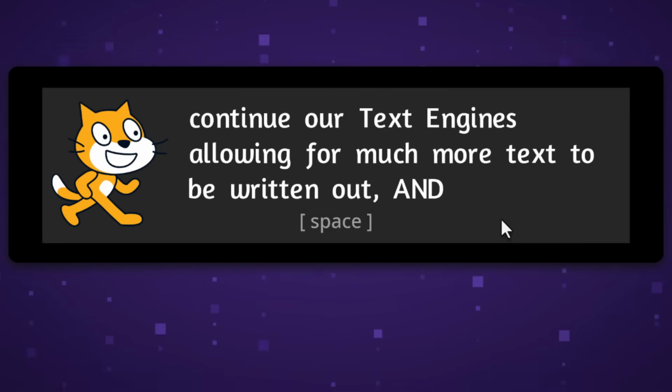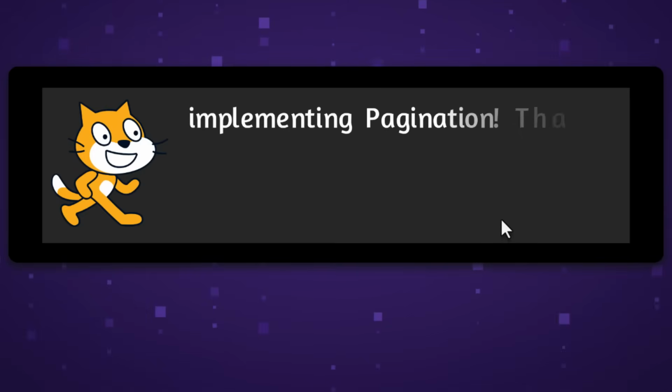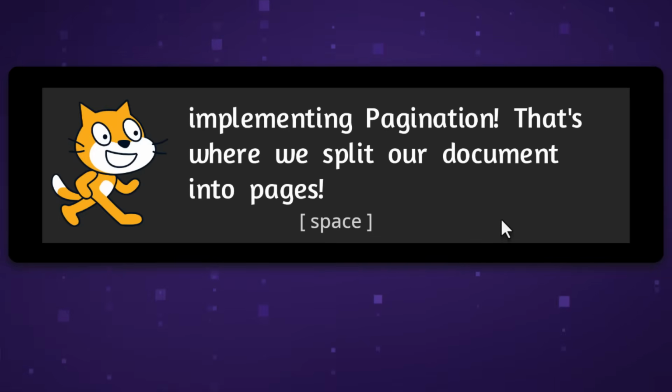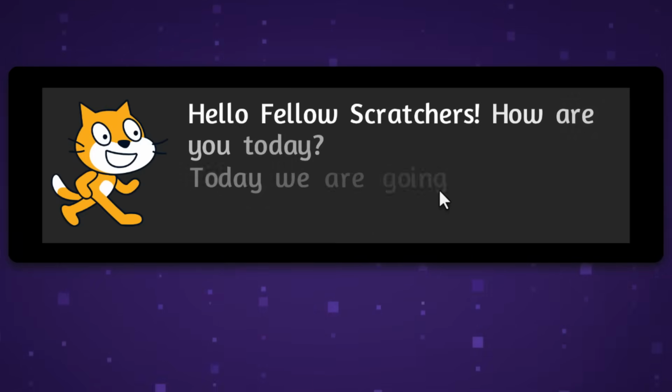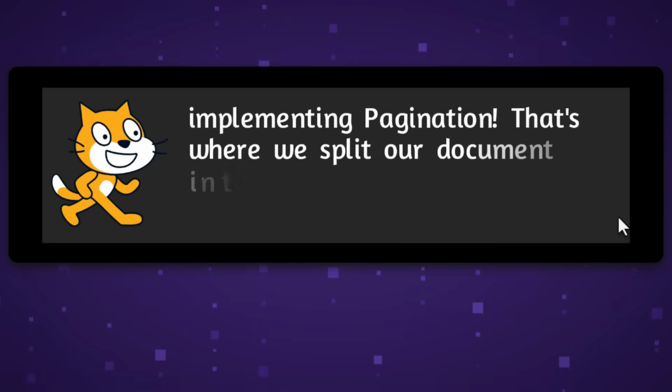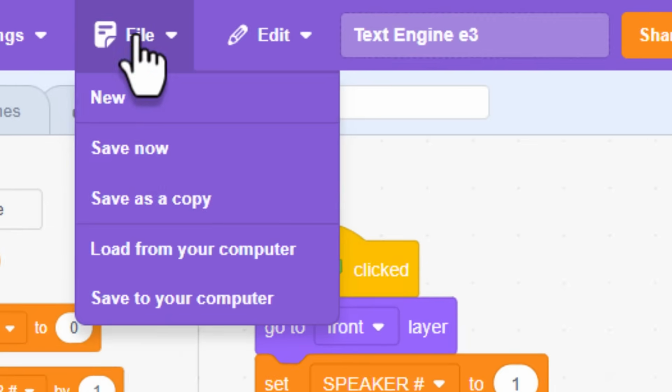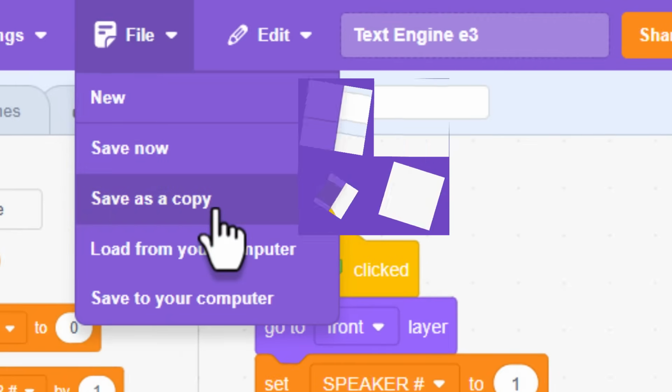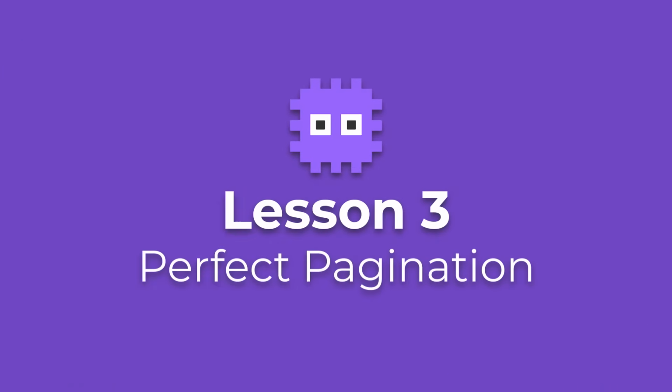While we're at it, we'll also give our text a fun entrance and exit animation, add user input to proceed to the next page, and to fast skip through longer dialogue. Yeah, this is going to be epic. So, if you haven't already, why not save your project as a fresh new copy? This is episode 3. Guys, let's get scratching.